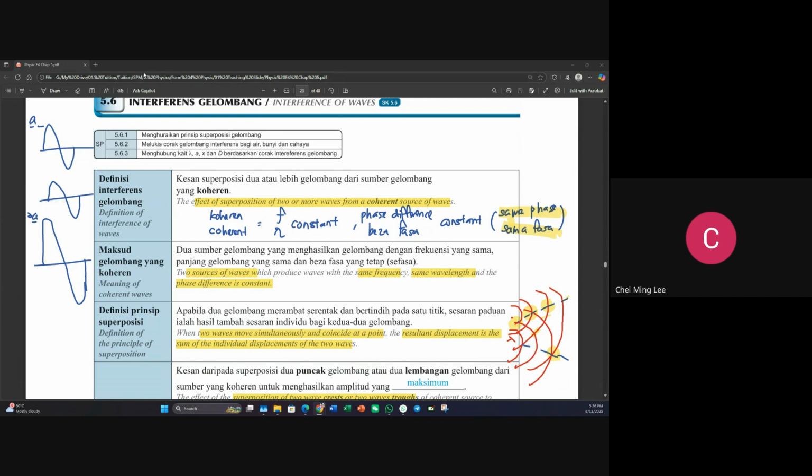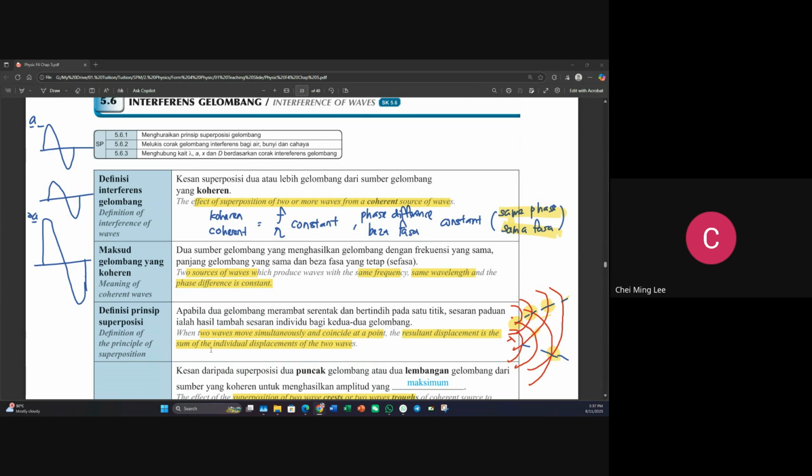So when two of them combine, it can be an increase in amplitude from A, and A becomes 2A. But if they destroy each other, there might be some destruction as well. So the two sources of waves which produce waves with the same frequency, same wavelength, and a constant phase difference, we call coherent waves.